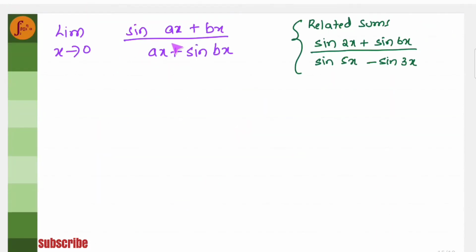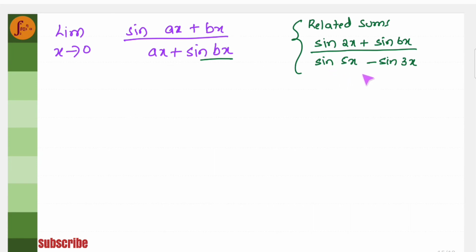There's another example here. Sine ax plus bx by ax plus sine bx. Here also we'll have to do the same thing. We'll have to multiply and divide ax by ax and bx by bx. So that you can apply the sine theta by theta formula. And then one of these terms will get cancelled. ax and bx will get cancelled and you will be getting the limit.